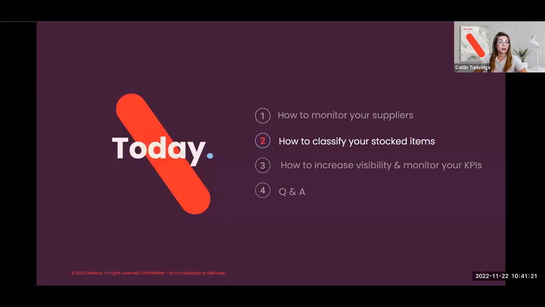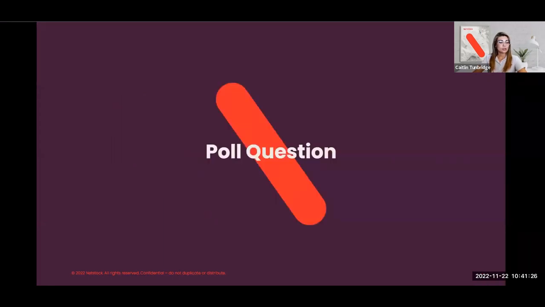So now let's take a look at how we can classify our stocked items. So we're going to release a poll, which will ask, how often do we reclassify items? The options are daily, monthly, quarterly, or annually, or longer.